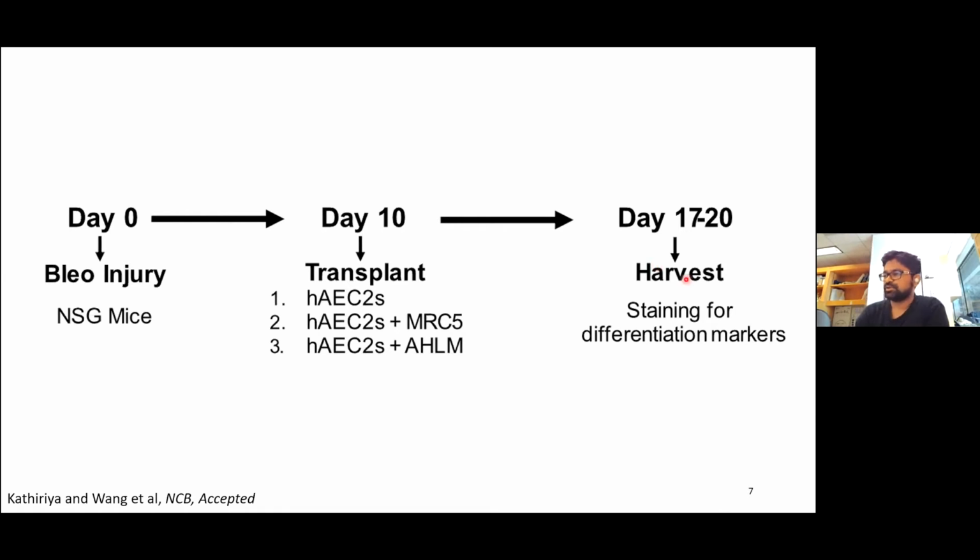Ten days into the injury, we divided all of these mice into 3 different groups. One group received just the type 2 cells. The second group received type 2 cells plus MRC5 cocktail. And the third group received type 2 cells plus AHLM, the adult human lung mesenchyme cocktail, kind of mimicking our in vitro conditions. About a week to 10 days later into this transplant, we harvested the lungs of these mice and stained for a number of different markers.